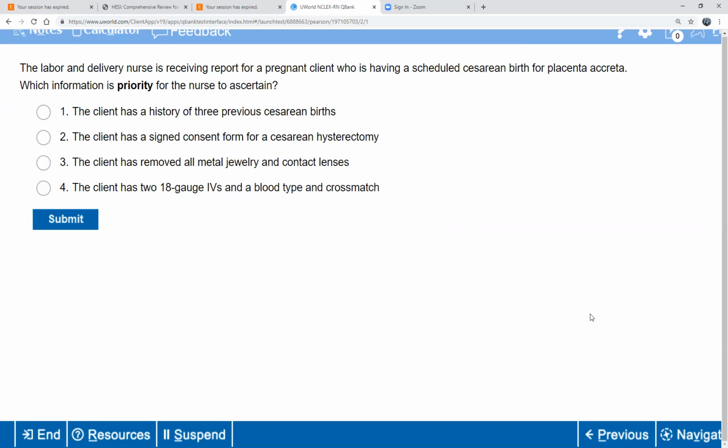So we're looking at a priority measure. In order for you to know the priority measure, you have to know what would be the severe complication of this. So what happens when the baby's born in this condition?